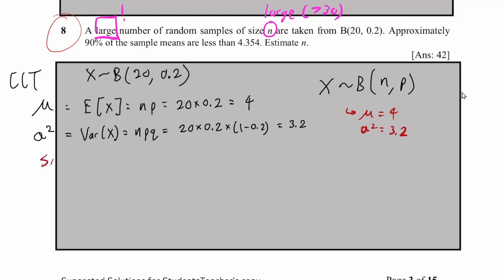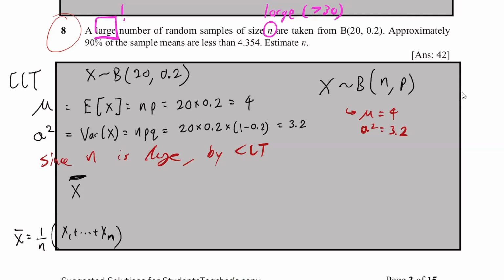Then we can say, since n is large, by CLT, X bar, make sure you've got a bar, which is defined to be 1 over n times X1 plus X2 all the way to Xn. You don't need to write down the definition of X bar, but just in case you forget. X bar will now follow a normal distribution, with mean being whatever we calculated, the mu, which is 4.